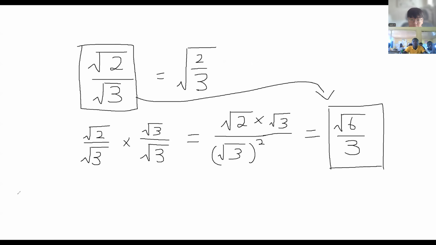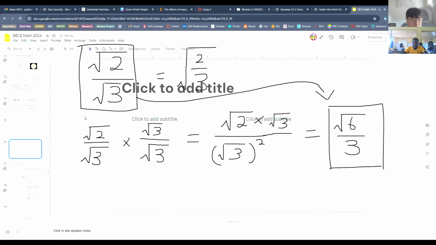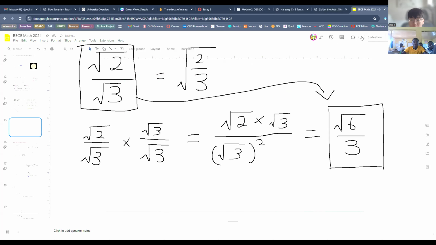Okay, I have a question for you. One more question for the class. How do we solve square root of 3 over square root of 5, this whole thing squared?